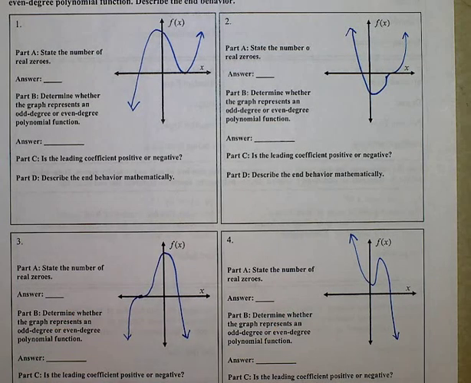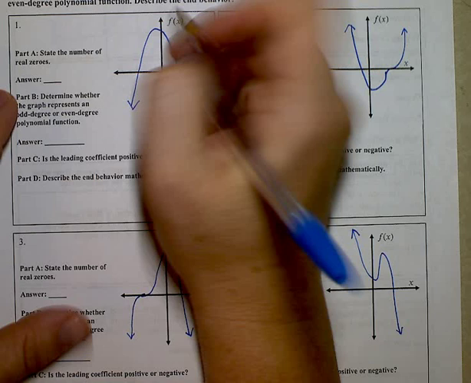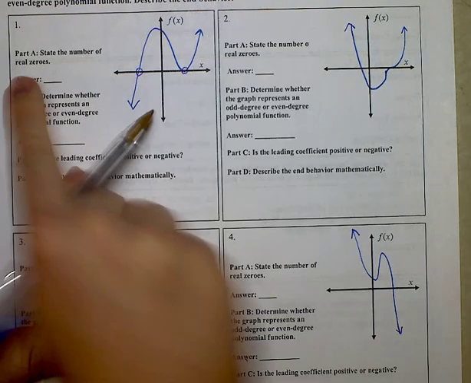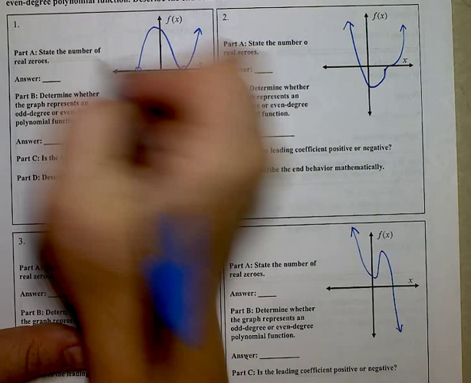So we are going to start by circling the zeros. Please put a circle here and a circle at this position. So how many zeros do I see? Real zeros. I see 2.